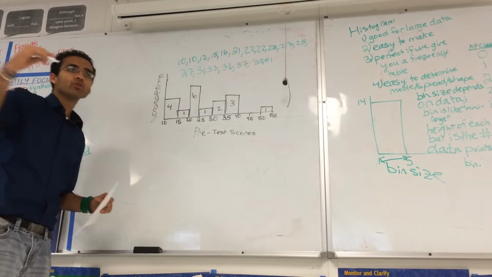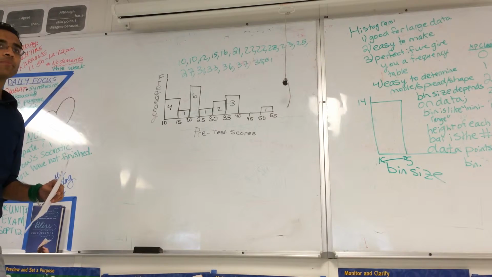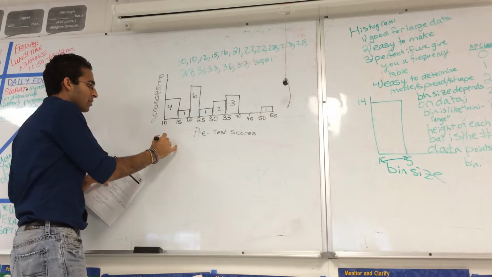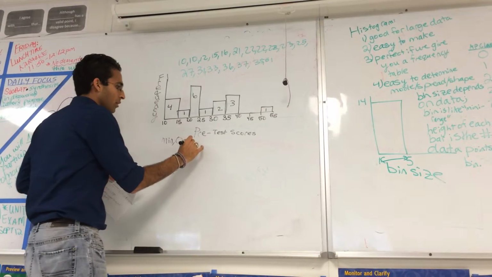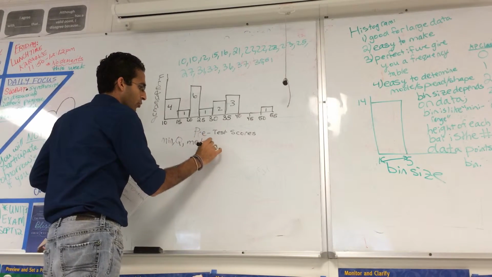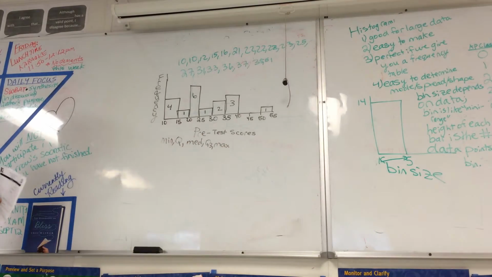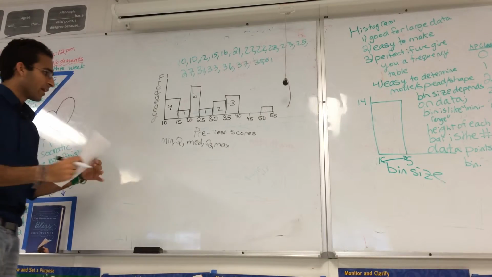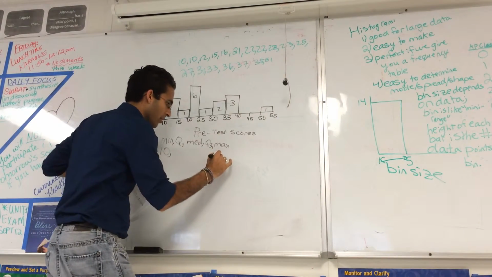Now I usually like to think about things in terms of the 5-number summary. The 5-number summary is minimum, Q1, median, Q3, max. This just really helps in terms of thinking about what's going on. The minimum, I'd write 10. Maximum, 51.